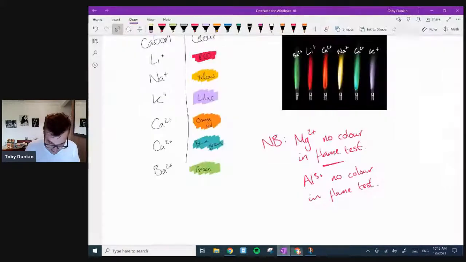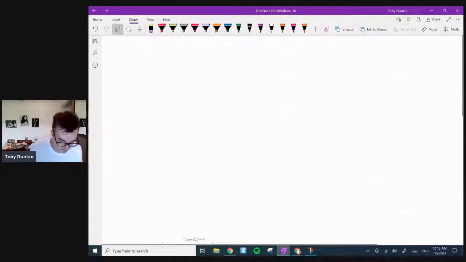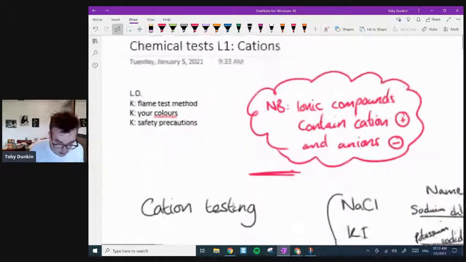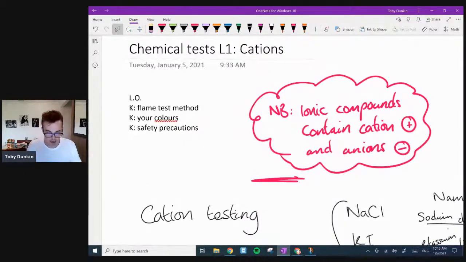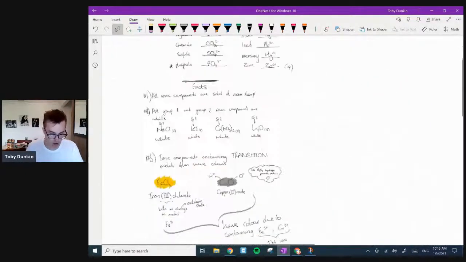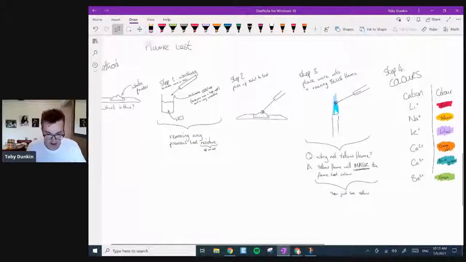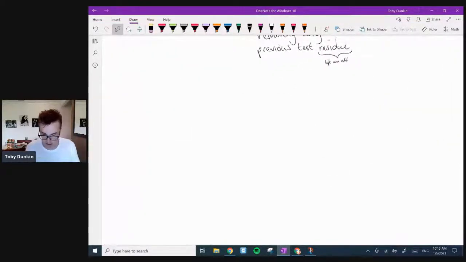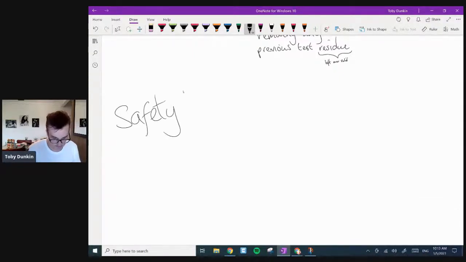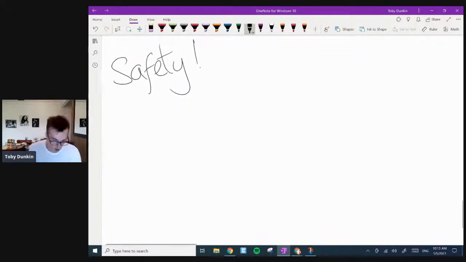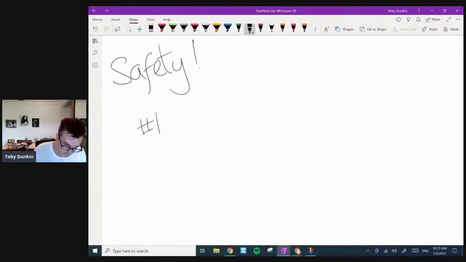That actually brings me to the end of my lesson. Let's check my learning objectives. Safety precautions. Okay, so safety precautions do need to talk about. Flame tests, of course, do have a couple of points in safety. Number one, so you can put a little subtitle of safety. So number one, wear goggles.